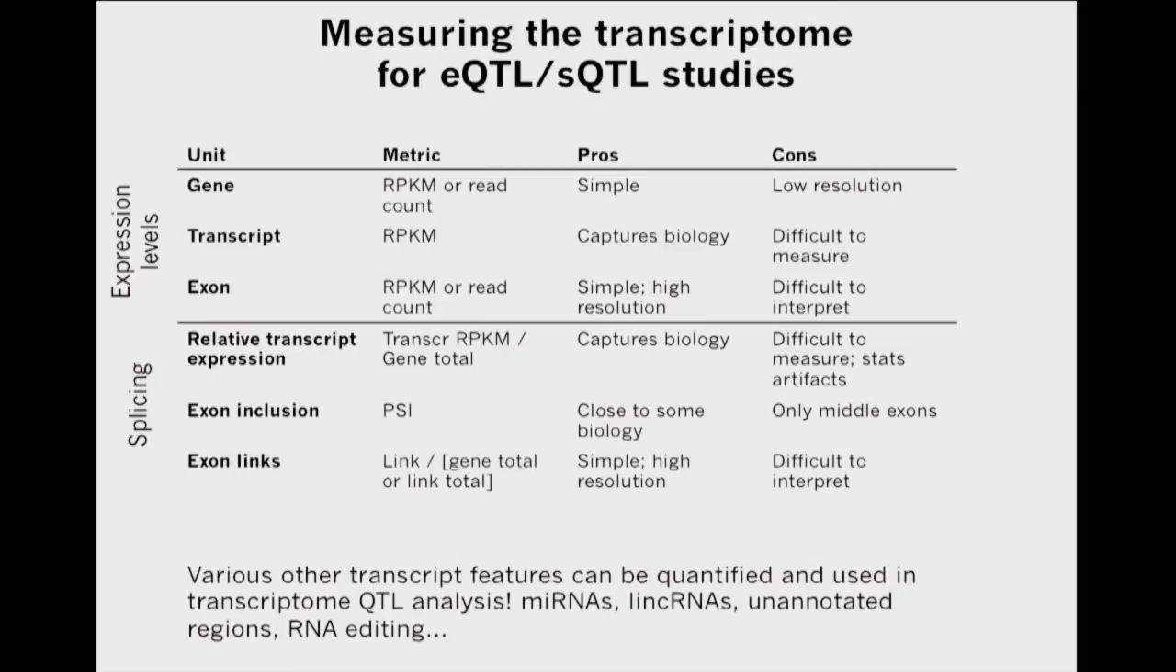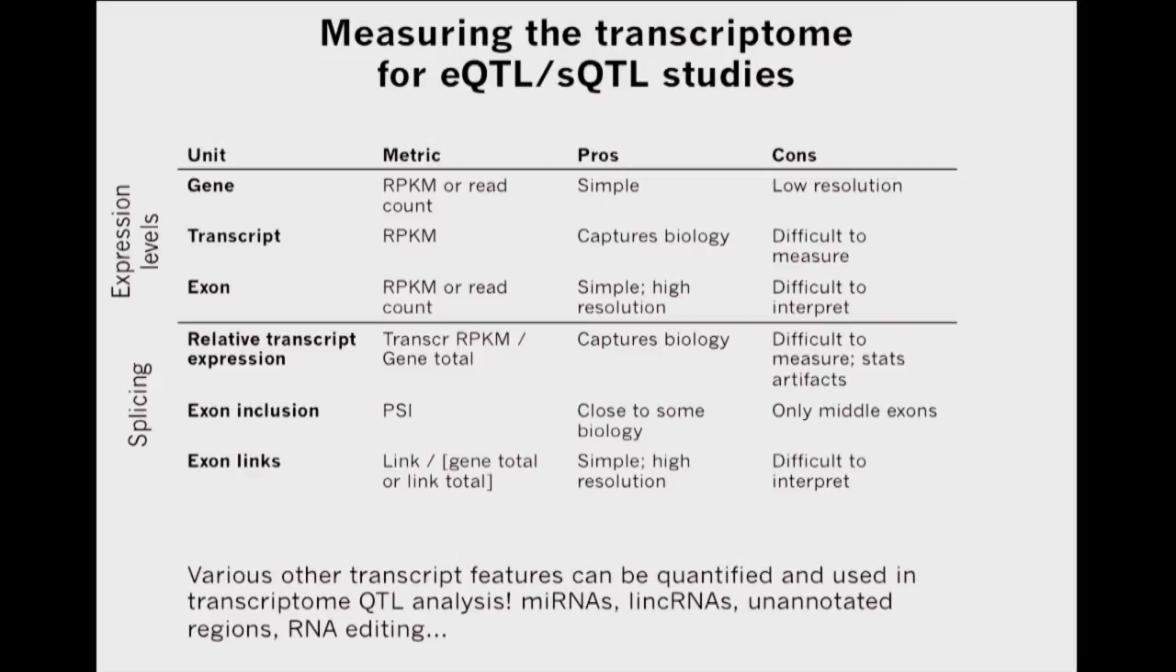But then there's of course the component of splicing, and we can use different kinds of metrics to quantify splicing in a similar manner as we quantify expression, and then use that for a splicing QTL analysis. So look for SNPs that correlate with these different types of metrics of splicing.